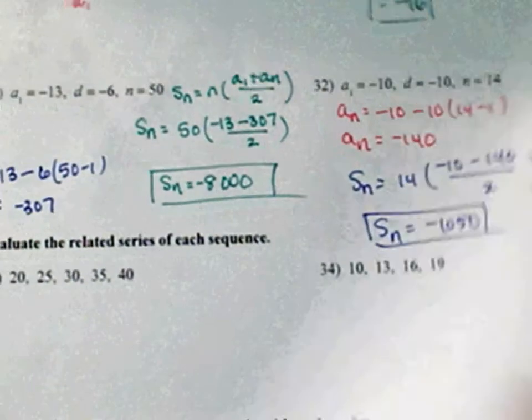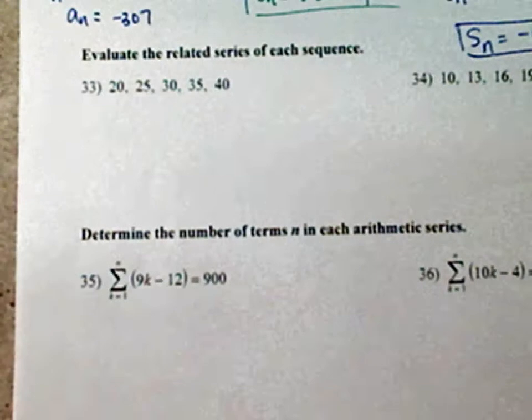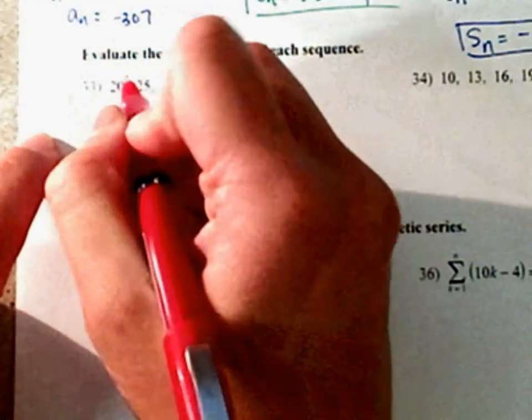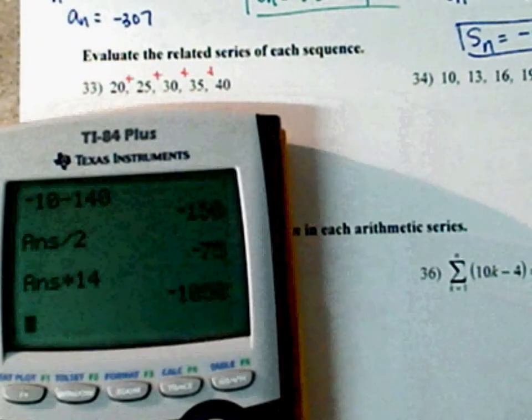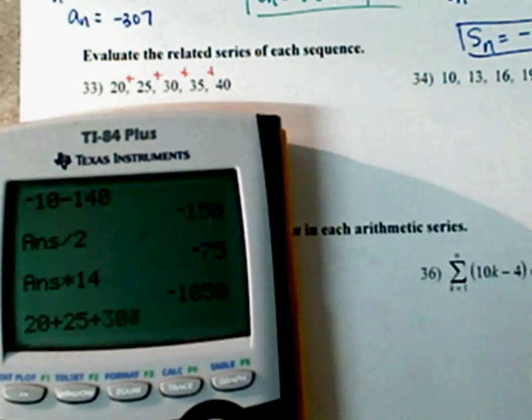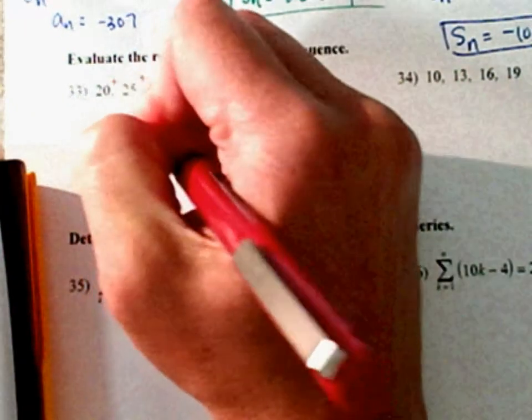All right. Number 33 says evaluate the related series of each sequence. Hey, you could do it 2 different ways. Since I only got 5 numbers, you could add all these together. Okay? Just like this. 20 plus 25 plus 30 plus 35 plus 40. That comes out to be 150.